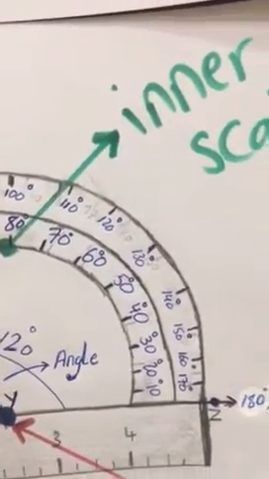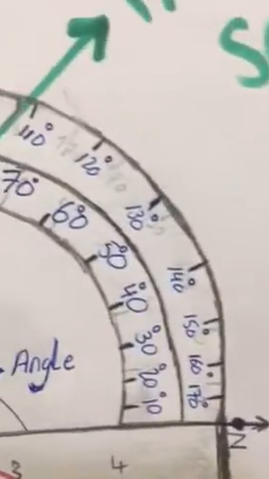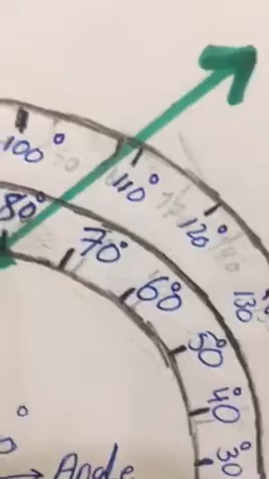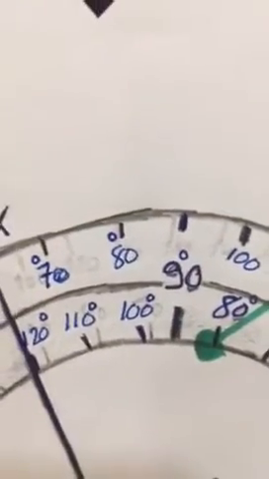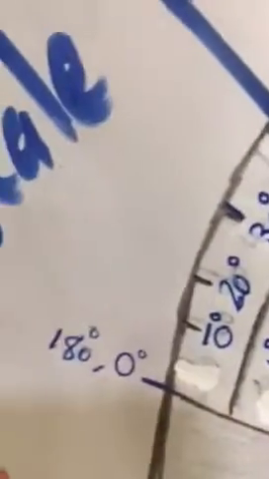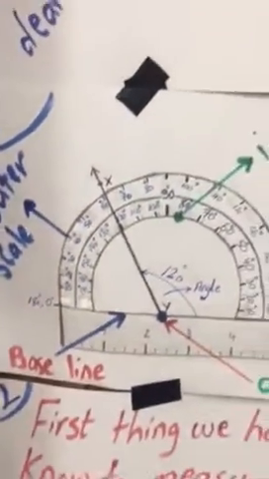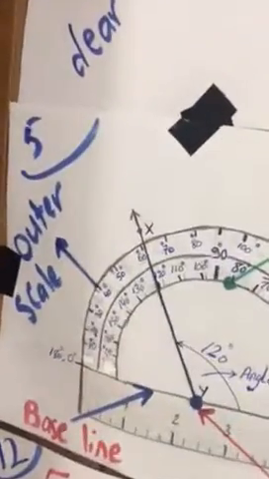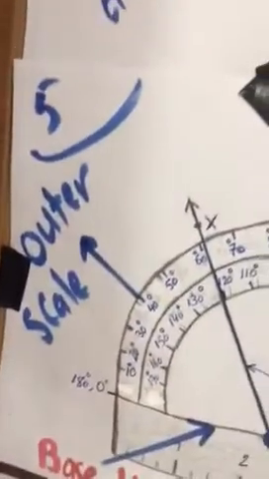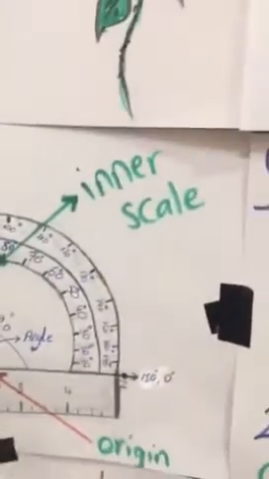You can take the inner scale. On the inner scale, again, you will start with 0, then 10, 20, 30. As you see, we will go again to 90, then continue to 180. So that means, mister, we can draw or measure an angle using either of these two scales. Yes, you are right. Either you use the outer scale or the inner scale.